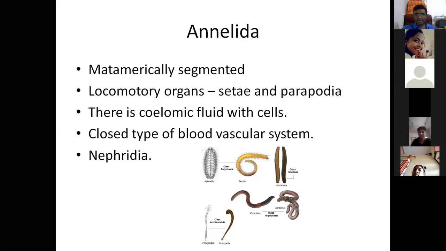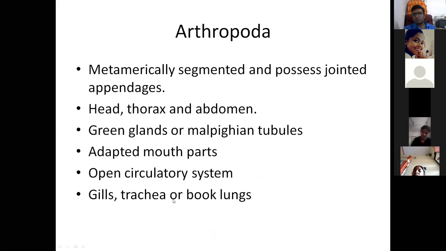Ferritima, what's the common name? Yes, so you all have got it. Very good. Let us come to the next phylum.